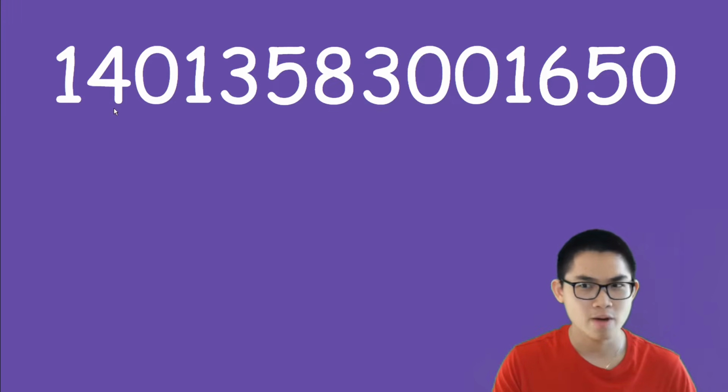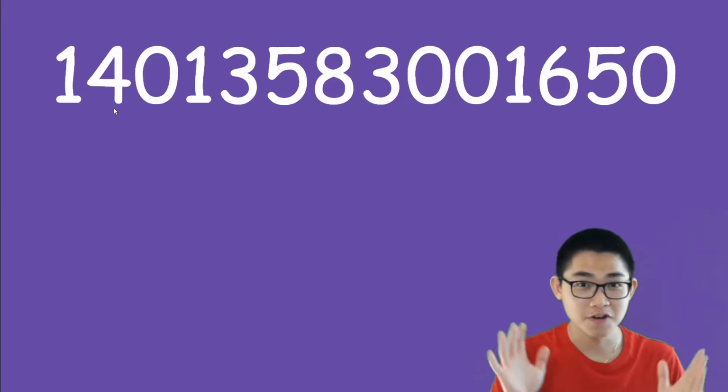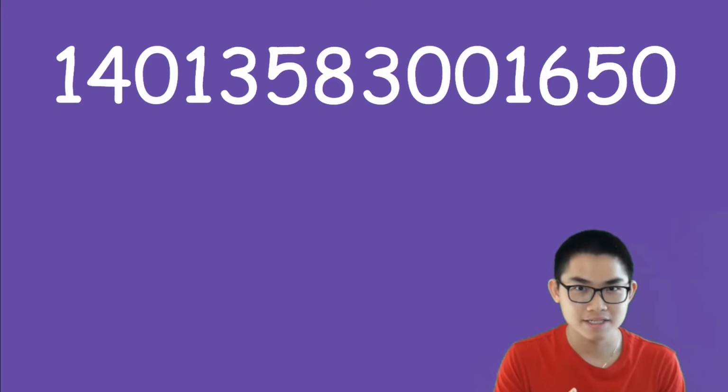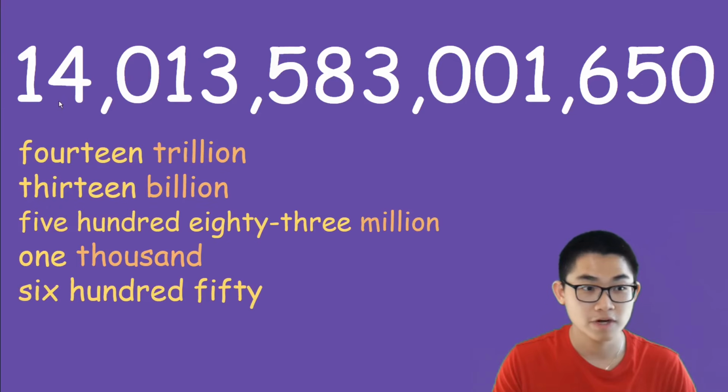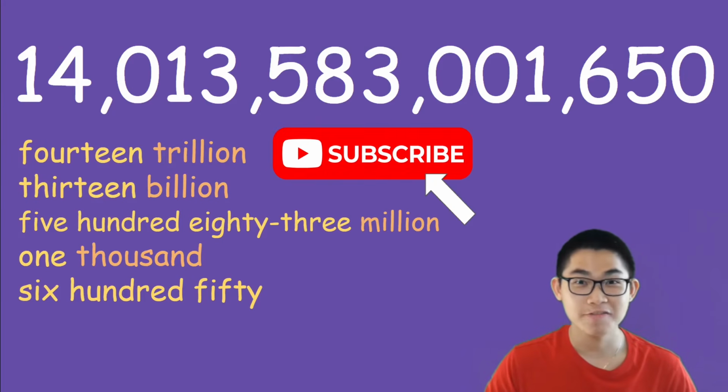And this one? Well, if I get a big number like this, the first thing I'm going to do is put commas into this number. So for every 3 numbers here, we're going to put a comma, and then here we're going to put a comma. So you get something like this. You can see that there are 4 commas in total, so we get 14 trillion, 13 billion, 583 million, 1,650.